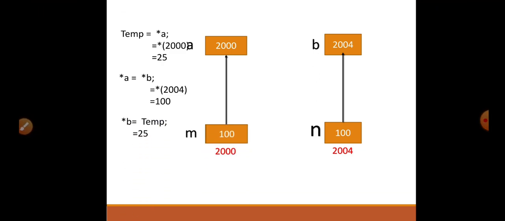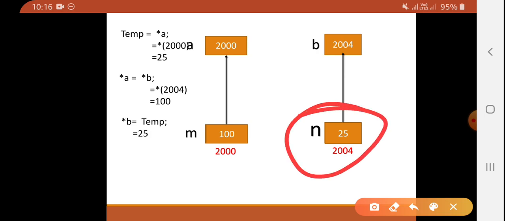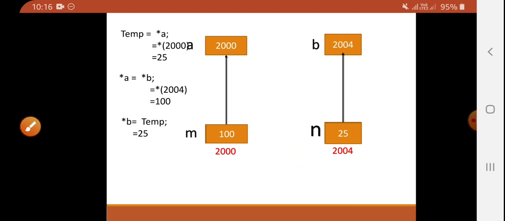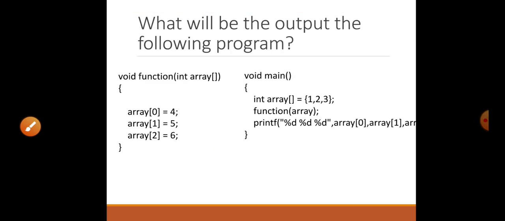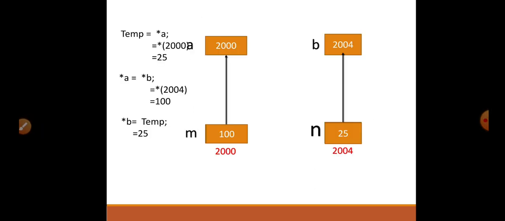Now the next line is *b equal to temp. So what is the value of temp? That is 25, and that will be stored at the address pointed to by b. So now it will be 25. Clear? So with the help of pointer as a function argument, we are directly accessing the variables of main in a function with the help of an address, or you can say a pointer.